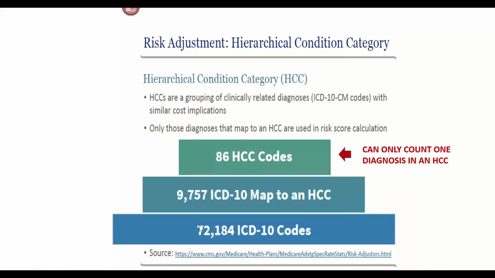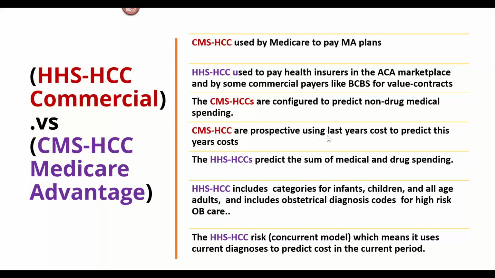So what they did is we've got 72,184 ICD-10 codes. This changes every year, of course. Right now we have just under 10,000, or 9,757, that map to an HCC category. You have to map to an HCC category to get a risk score. Otherwise, we've got 60-some thousand, 62,000 codes that do not RAF or do not give you a risk adjustment. So the big difference here is that CMS uses this to pay MA plans, HHS uses this to pay the marketplace insurers, and then some commercial players like Blue Cross use these for value contracts. CMS is only using it to predict medical expenses, not drug expenses.